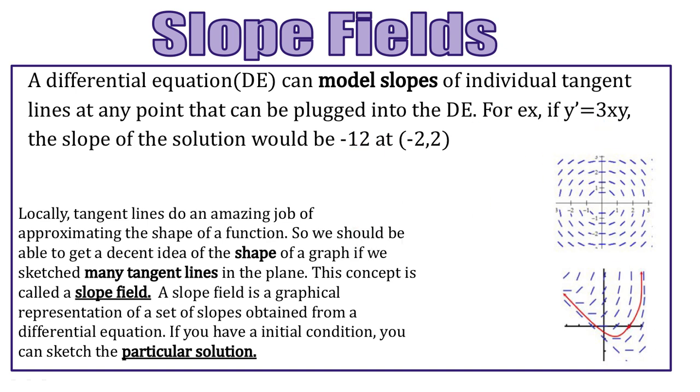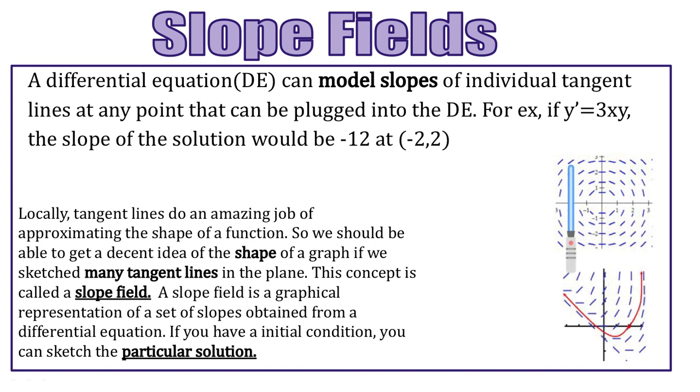In previous chapters, we talked about how tangent lines do a great job of approximating a function as long as we're really, really close to the value we're trying to approximate. So locally, tangent lines do a great job of approximating the shape of a function. So if we found a bunch of little teeny tiny tangent lines and we plotted those slopes on one graph, so here's the slope and here's the slope, and each of these little blue tick marks is a slope, that would give us a good visual of what the solution to the differential equation is.